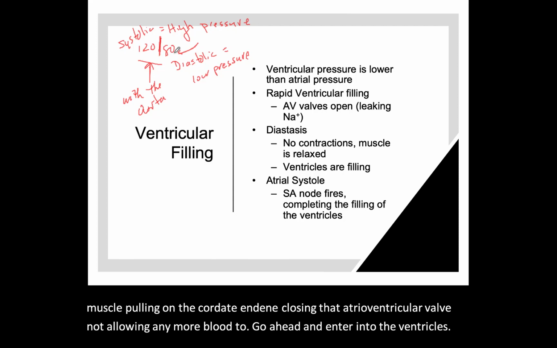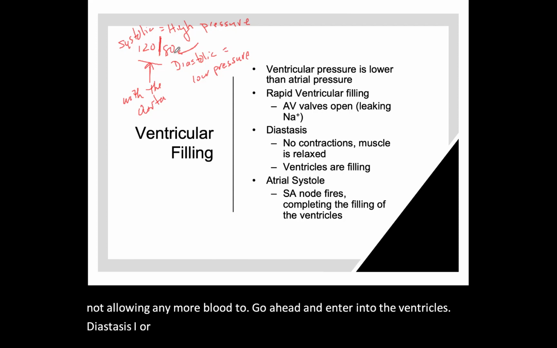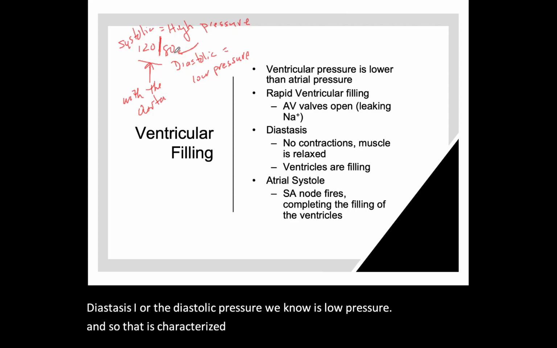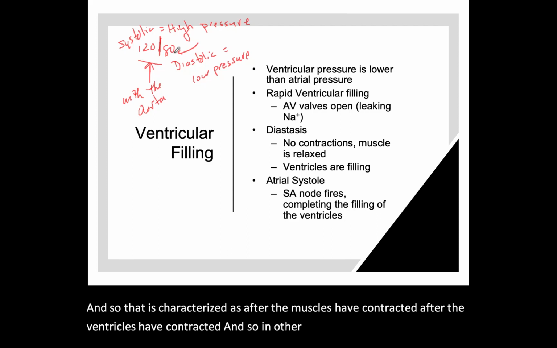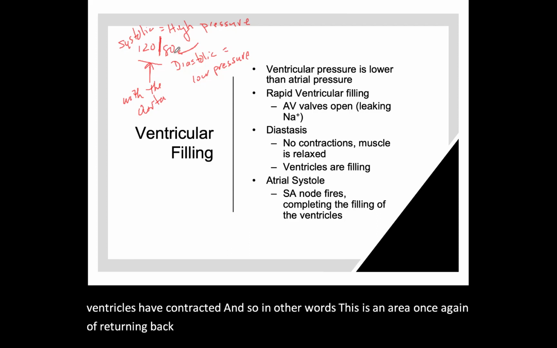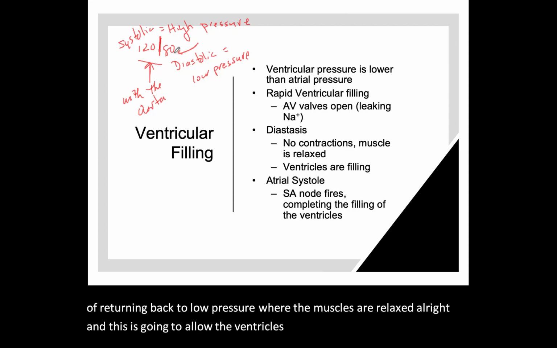Diastasis, right, or the diastolic pressure, we know is low pressure. Right? And so that is characterized as after the muscles have contracted, after the ventricles have contracted. And so in other words, this is an area, once again, of returning back to low pressure where the muscles are relaxed. All right? And this is going to allow the ventricles to fill once again.